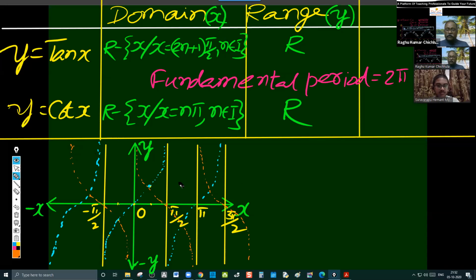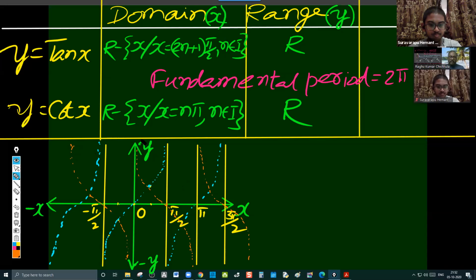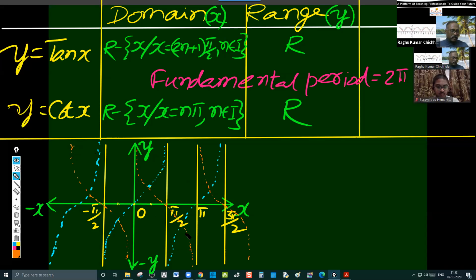Now what is happening? As x is increasing, y is getting decreased. Just observe that. As x is increasing, y is getting decreased. So cot is a decreasing function. If they are in the opposite direction, x increases, y decreases; x decreases, y increases. Then it is said to be a decreasing function.